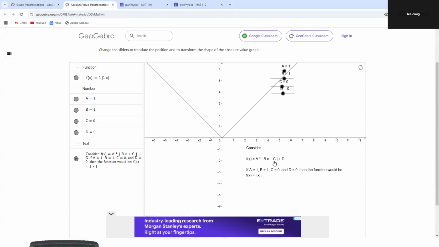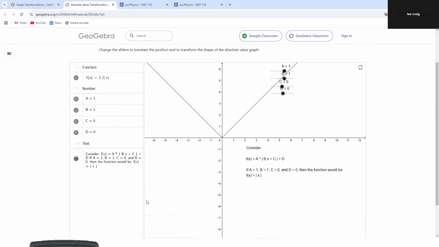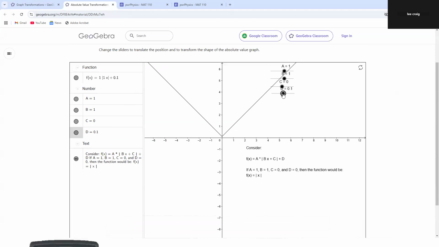They were kind enough to put the formula here so we can see exactly what they've done. And that D, for example, would be at the end. We're adding or subtracting a number. That's going to be our vertical shift. And right there, you can see that we're shifting that thing up and down. That's all it does, moves it straight up and down.